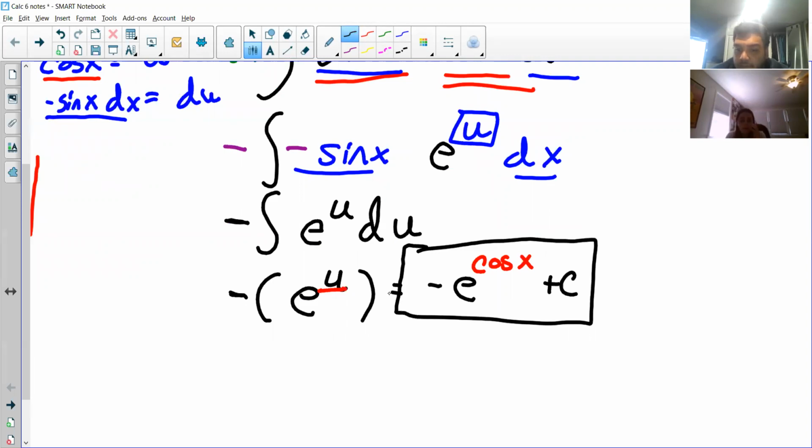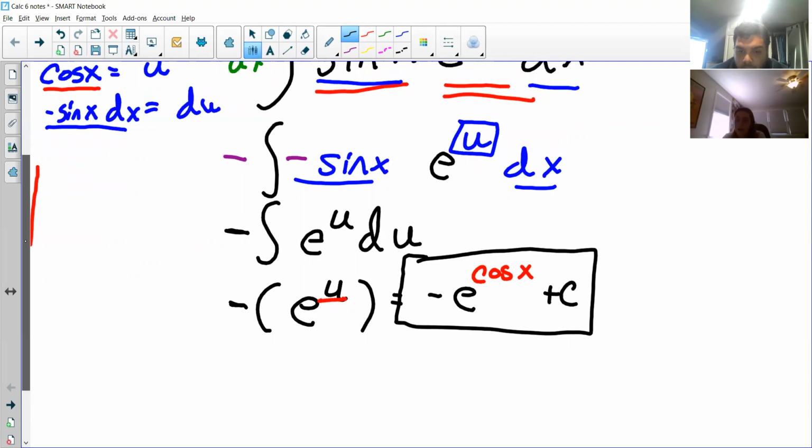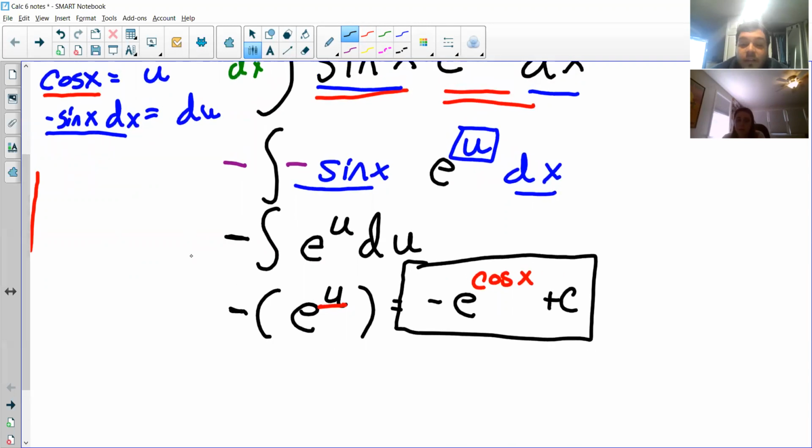Sarah? That came from the e to the cosine x, but what about the sine x that was in front of it? The sine x that was in front of it, so this sine x dx, turned into du. And when you integrate a d whatever variable, they disappear because they cancel each other out. So what we're left with is the antiderivative of this, e to the u. Now, the interesting thing about e to the u is that the antiderivative is exactly the same. We'll do another example where they're not exactly the same, and then you'll see how to do it from there.